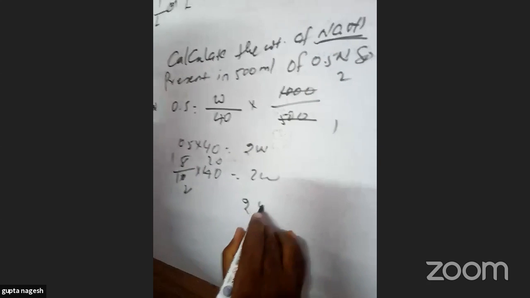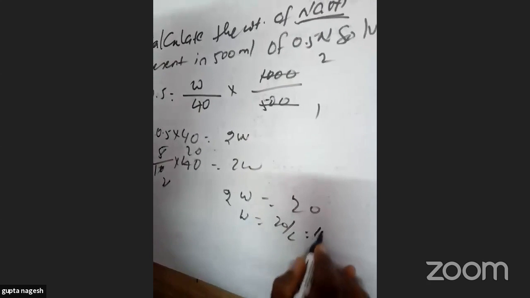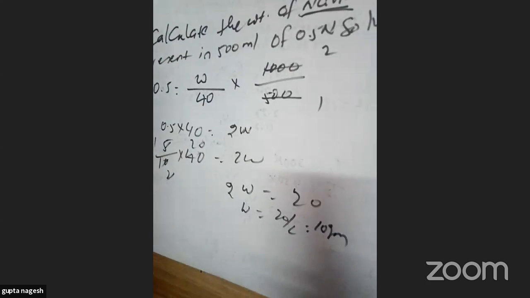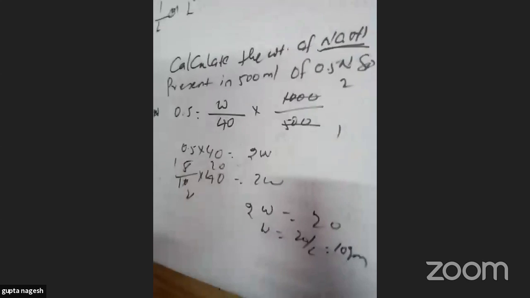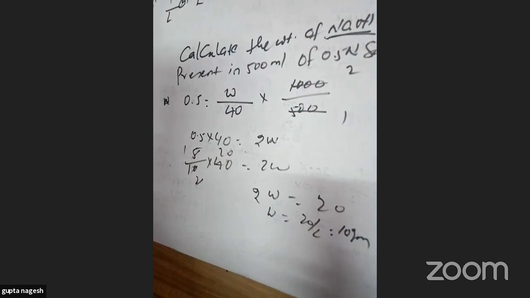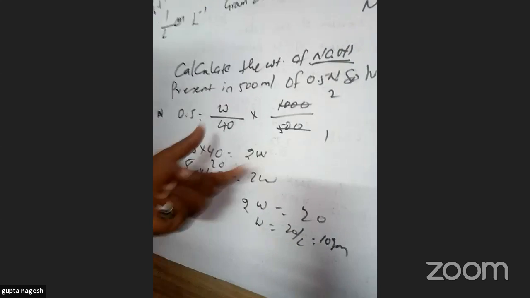So 2W is equal to 20. W is equal to... so what is the weight here? The weight is 10 grams. But actually, from the EAMCET question point of view, there will not be this much time for calculation. Simply use the formula. So that's why please remember the formula. Only the normality has already been given.